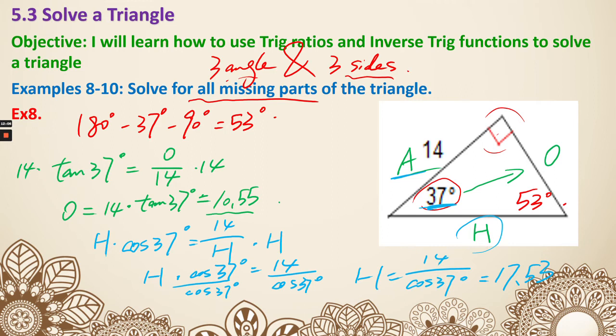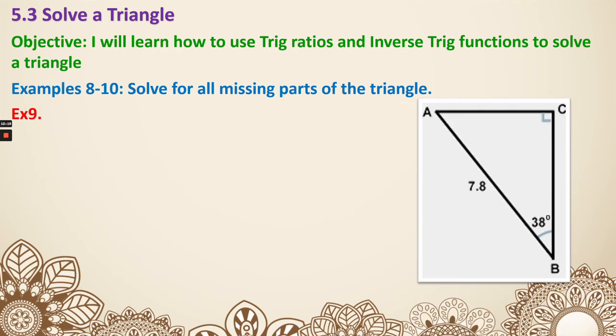That's example 8. We have found every single piece of information. The adjacent is given, we found the opposite, we found the hypotenuse, the angles, we already know everything. That's example 8. Next, example 9. Very similar to example 8, we are given an angle and a side. It's just this time the side that was given is the hypotenuse.